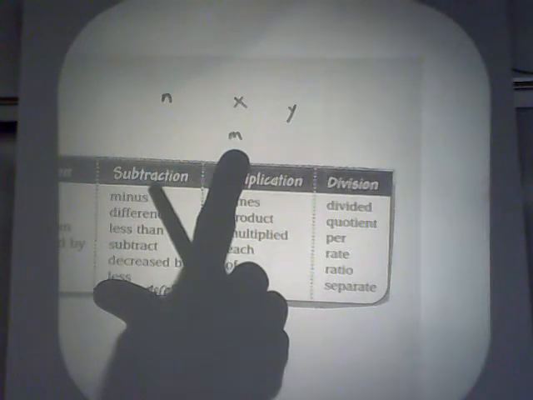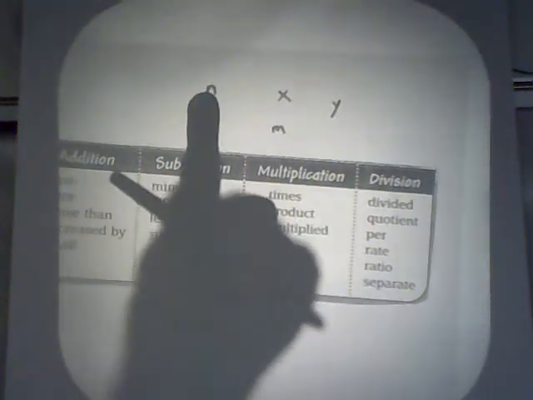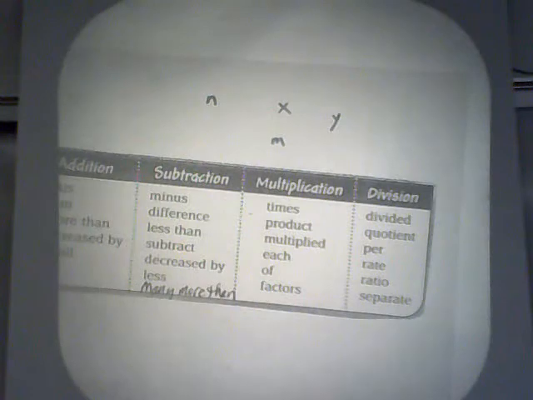And we said there are good variables and bad variables. Y can start to kind of look like a 4. That's not a good one. X, don't use X. Okay, it's a mess. N is okay. M is okay. Anyway, there are good variables and bad variables.